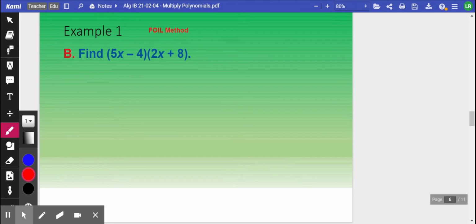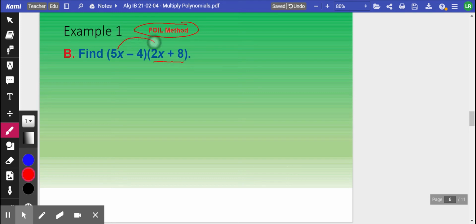But I do want to show you the alternate method. Some of you might prefer this way. Okay, so let's go ahead and look at this. So you're essentially doing a big distributive property problem. So I start with the 5x, and I'm going to multiply the 5x by both of those.